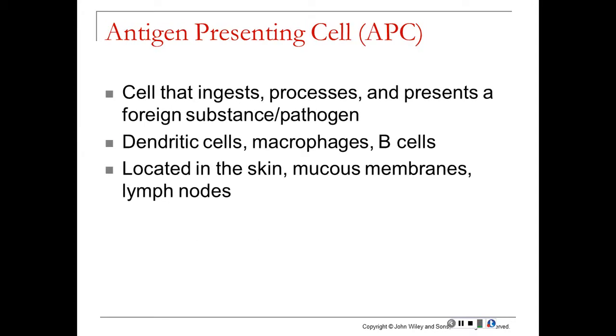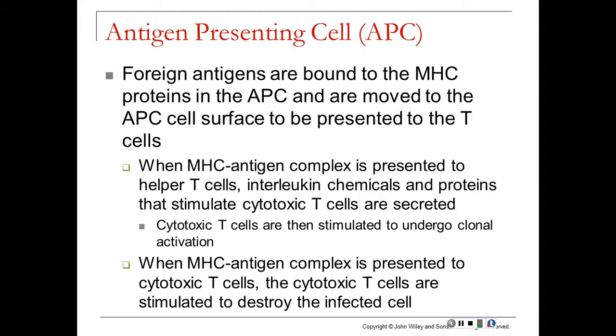So an APC is an antigen-presenting cell. This is a cell that ingests, processes, and presents that foreign substance on its cell membrane. Dendritic cells, macrophages, B cells are all going to respond to these APCs. These are present in the skin, the mucous membranes, and the lymph nodes. They're kind of waiting there to find these APCs and attack them.